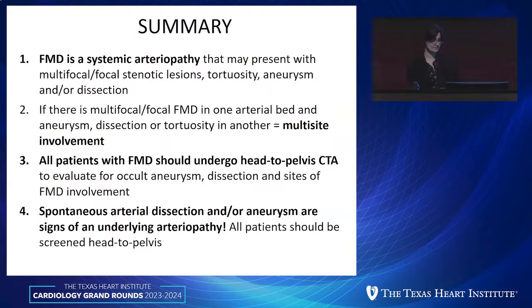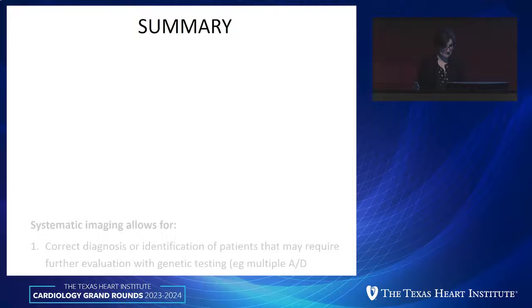So in summary, FMD is a systemic arteriopathy that can present with these multifocal or focal lesions, tortuosity, aneurysm, or dissection. Importantly, if you have multifocal or focal FMD in one arterial bed and the other manifestations of aneurysm, dissection, or tortuosity in another, that's multi-site involvement. All patients with FMD should be getting head to pelvis, ideally CTA, to look for occult aneurysm, dissection, or sites of FMD involvement. And spontaneous arterial dissection and or aneurysm are signs of an underlying arteriopathy, and we should be screening those patients for other findings.